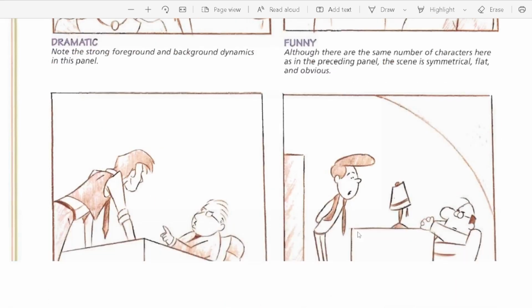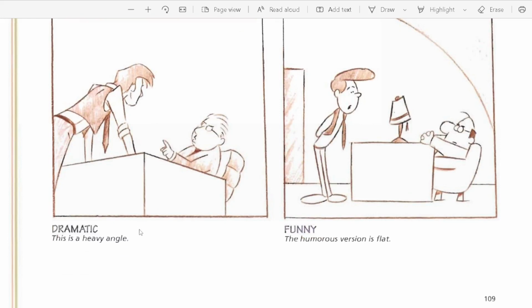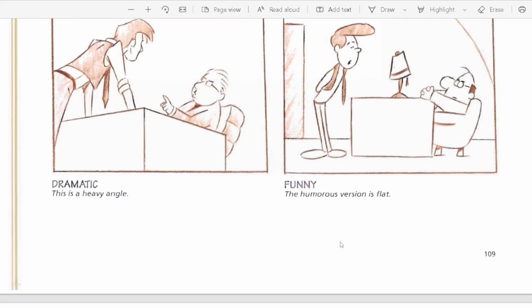Sorry, I have a fever. On the left side, dramatic, this is a heavy angle, and on the right side, funny. The humorous version is flat.